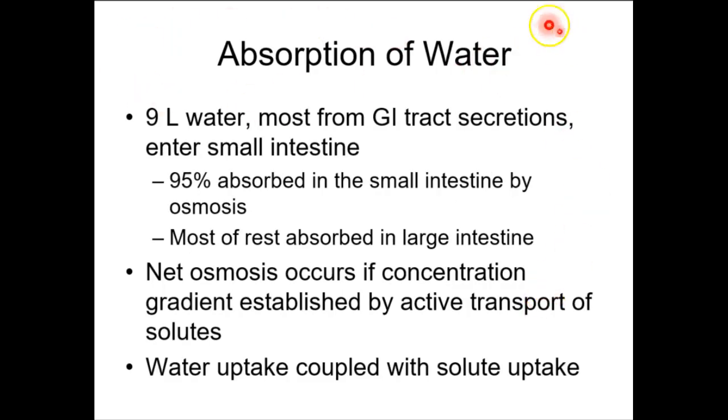And again, a lot of water absorption happens in the small intestine and large intestine, mostly by osmosis, and the rest is absorbed in the large intestine. That's about it. Water uptake is coupled with solute uptake. What that means is that we're going to absorb isotonic fluids a lot faster.